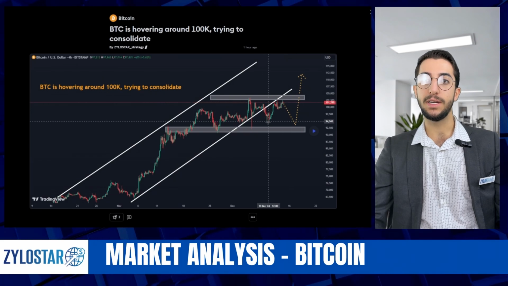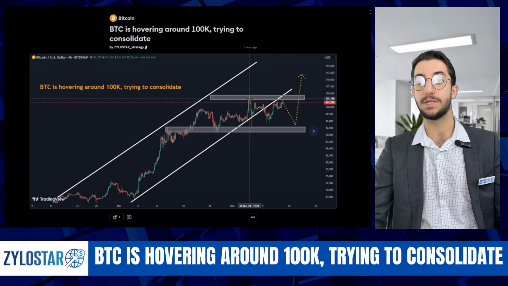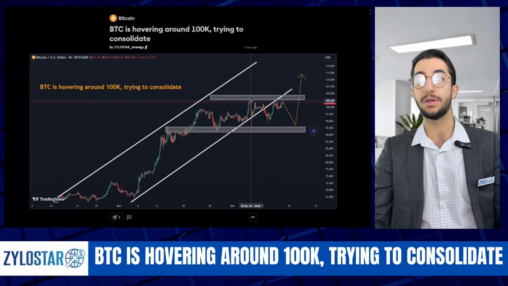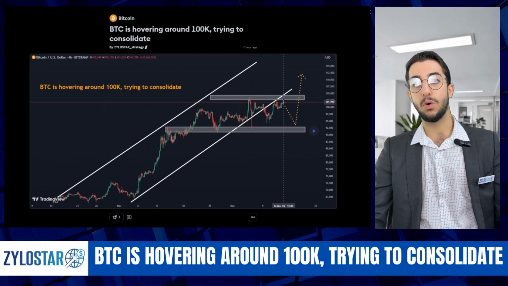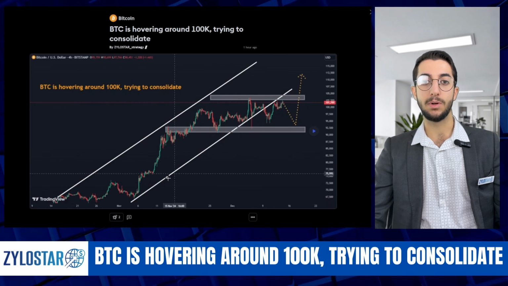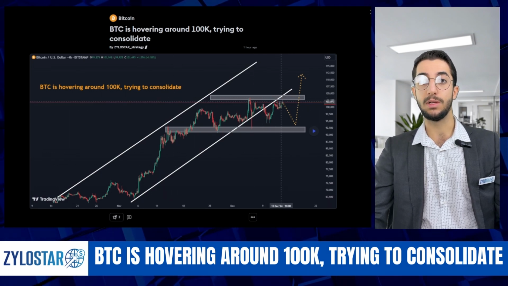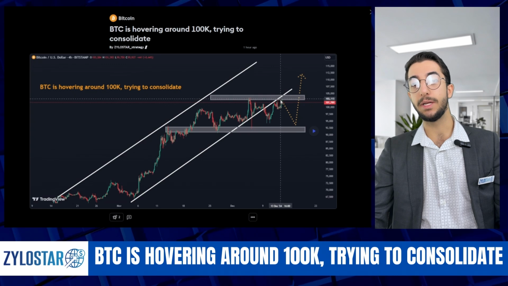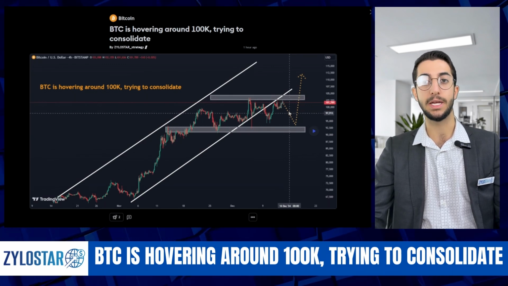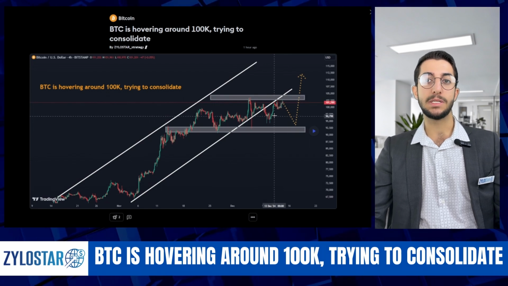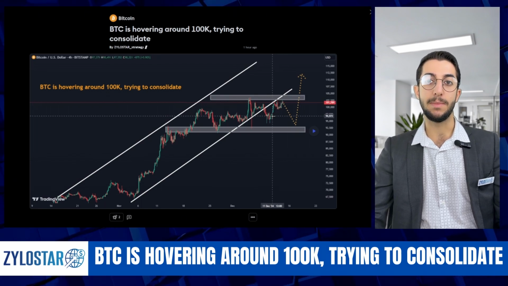Bitcoin actually is finding a solid resistance at the levels of 102,000. Right? From here, we might see Bitcoin retracing after breaking below this trend line of the ascending channel. It has done a break and a retest, and from here, it might go to retrace the level of 92,000 again.